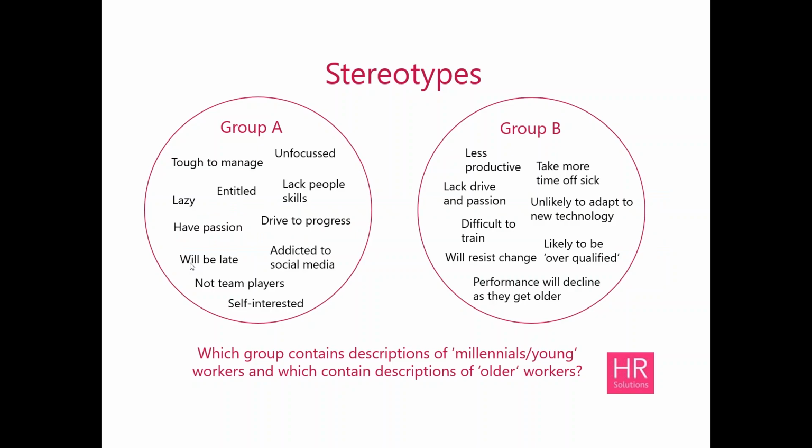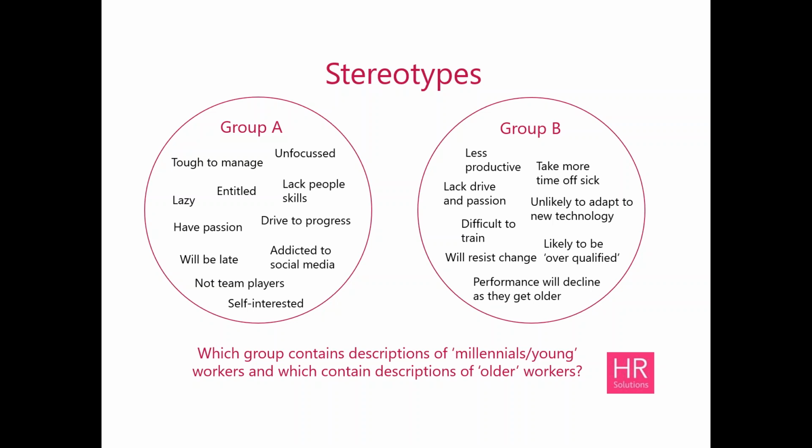I think this is really interesting because I'm just going to put this screen back up again. I don't know if you've thought about this yourselves, but there are some conflicting descriptions within the groups themselves. So group A are both lazy and have drive to progress, as thought by the general public. And there are some similarities between the two as well: less productive, lack drive and passion, and lazy. It's quite interesting.